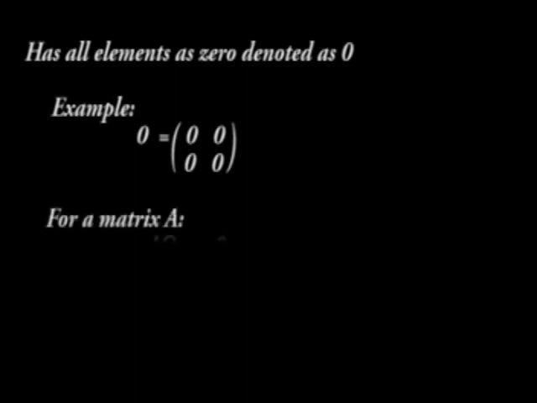Null and zero matrix. This is a matrix that has all elements as 0. It is denoted as O. For example, O is equal to 0 0 0 0. For a matrix A, A times O is equal to 0, A plus O is equal to A, and A minus O is equal to A.